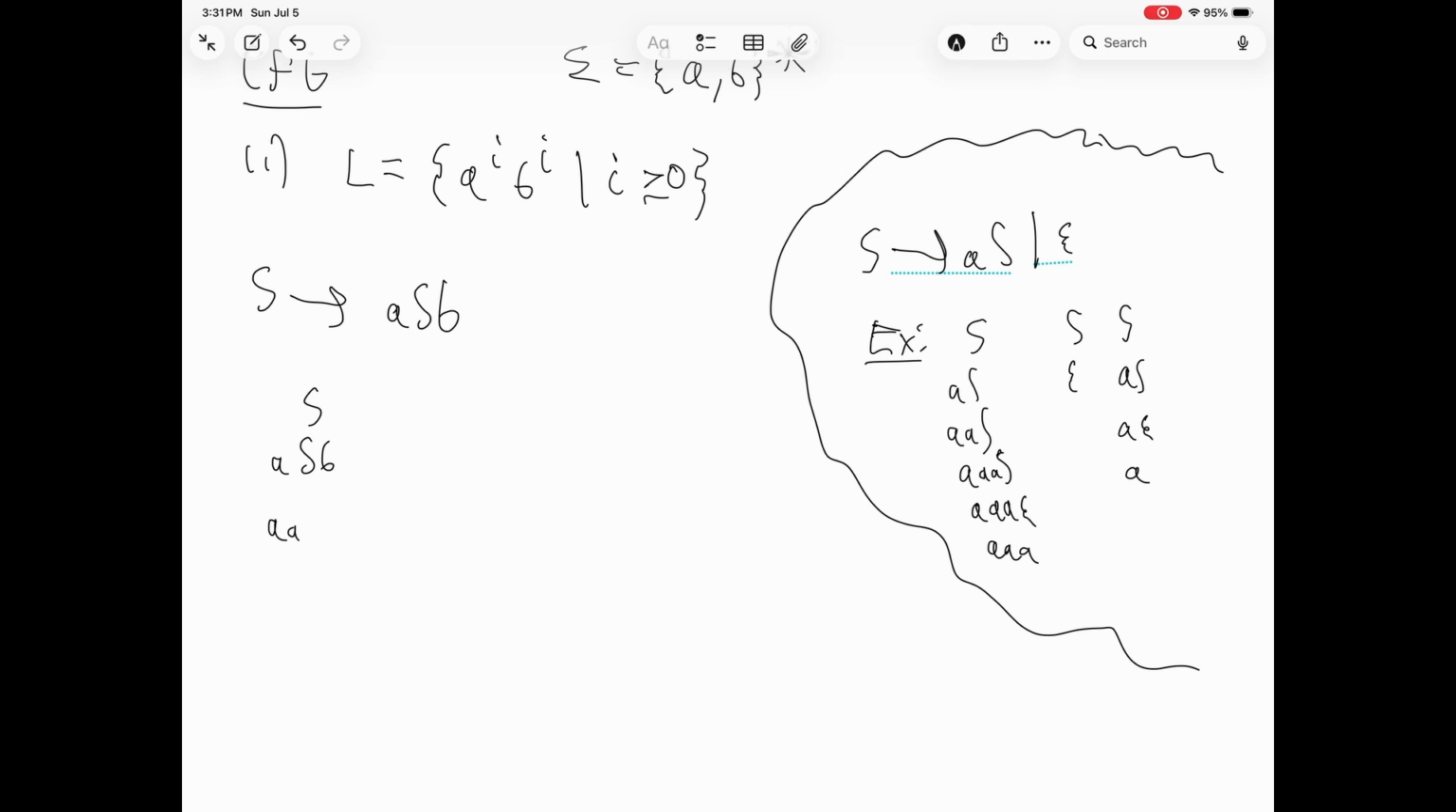Start with S, go to ASB, AASBB, AAASBBB: 3 A's, 3 B's. The A's are on the left, B's are on the right. Looks good. One important thing, remember from the starter example, we need the epsilon, otherwise this just keeps going and keeps adding on A's and B's, resulting in a language of nothing. So we tack it on at the end. And that is the context-free grammar for the language of a to the i, b to the i, such that i is greater than or equal to 0.